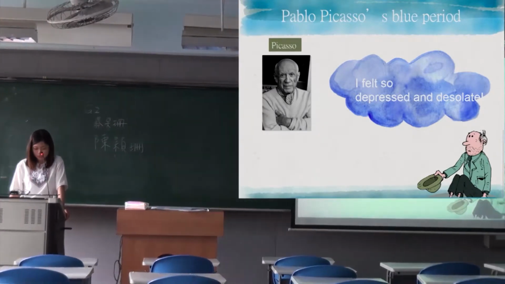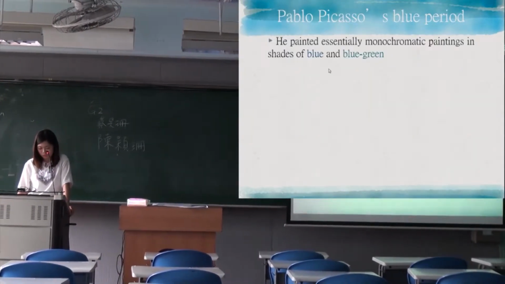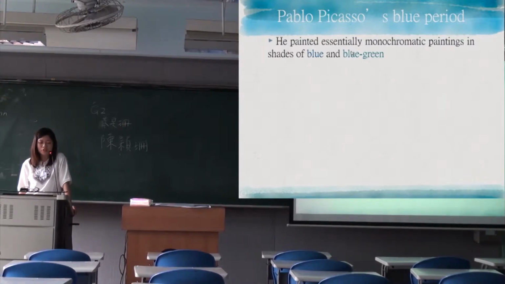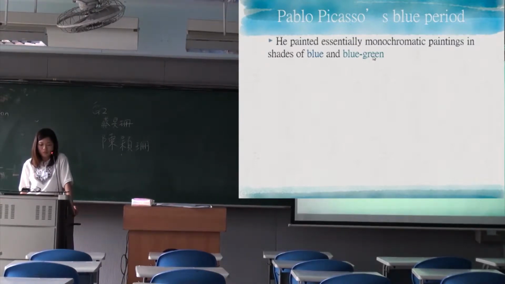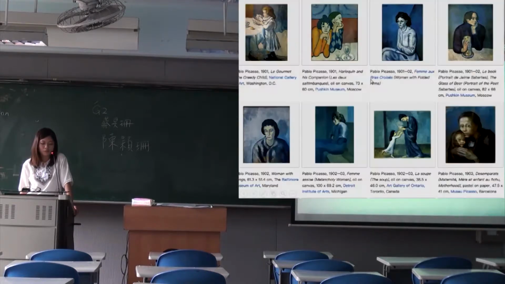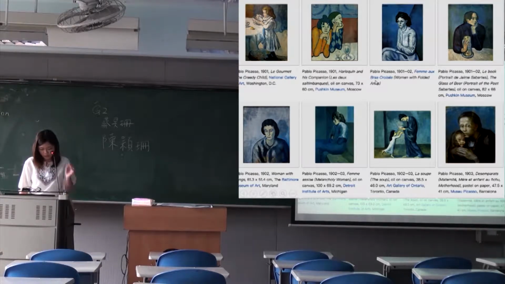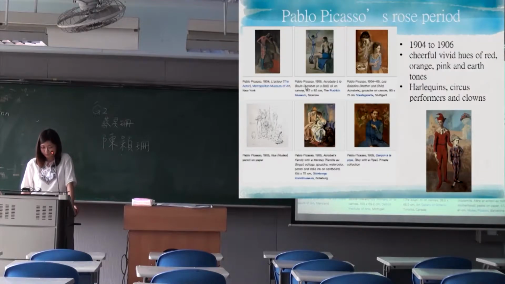The blue period is identified by the flat expanse of blues, grays, and blacks. He paints essentially monochromatically, in shades of blue and blue-green. Here are the examples. You can see that he used mostly blue to paint his paintings, and the people in the paintings look very sad and lonely. What you feel while you're looking at these paintings, you can deeply feel the themes of loneliness, poverty, and despair.